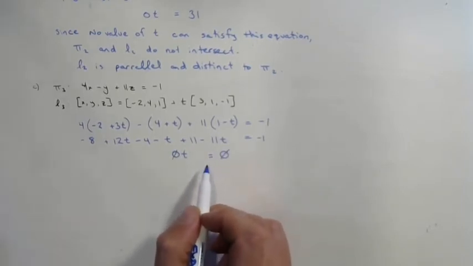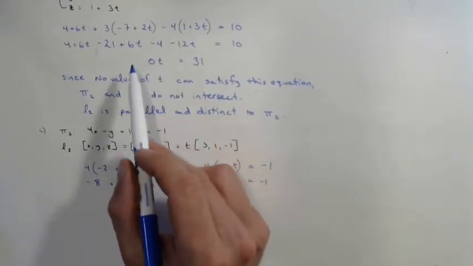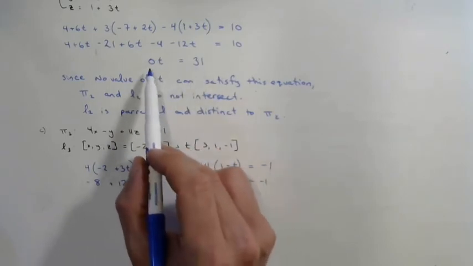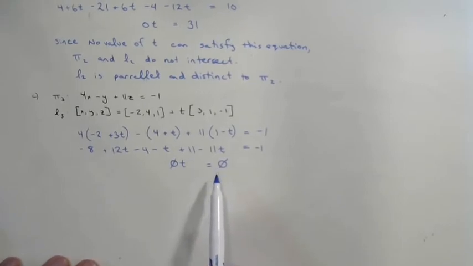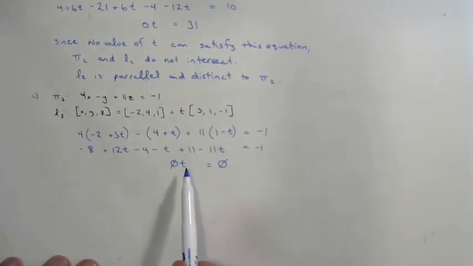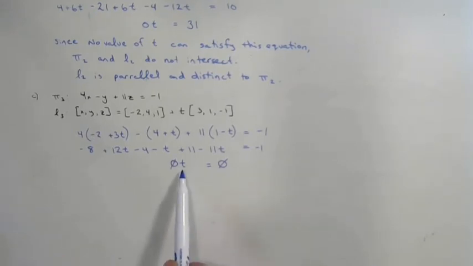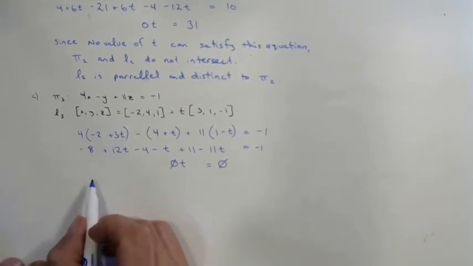So now we have a different situation. We have 0t just like we had before, but in the last one we had to make 0t equal 31. Well, that's impossible because anything times 0 is 0. That means down here, any value of t will satisfy this equation. It does not matter what I make t, it's going to get multiplied by 0, it's going to equal 0.